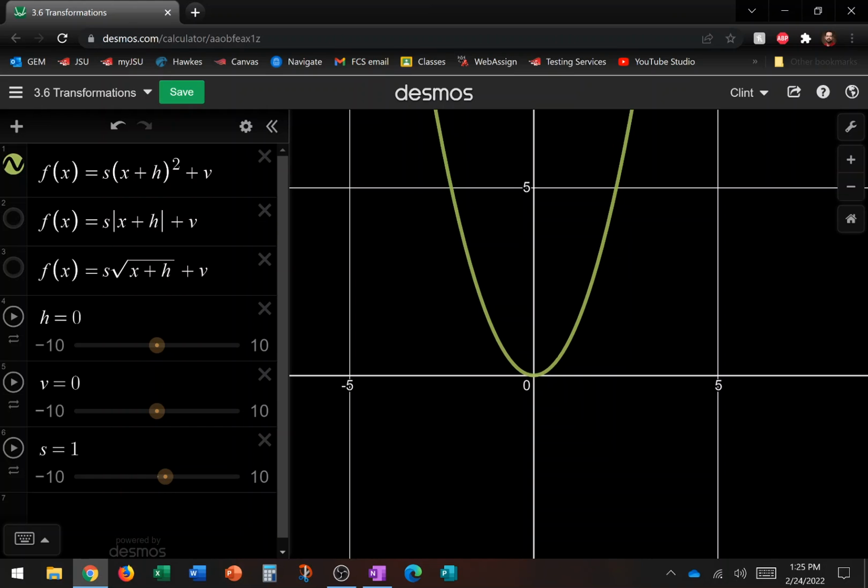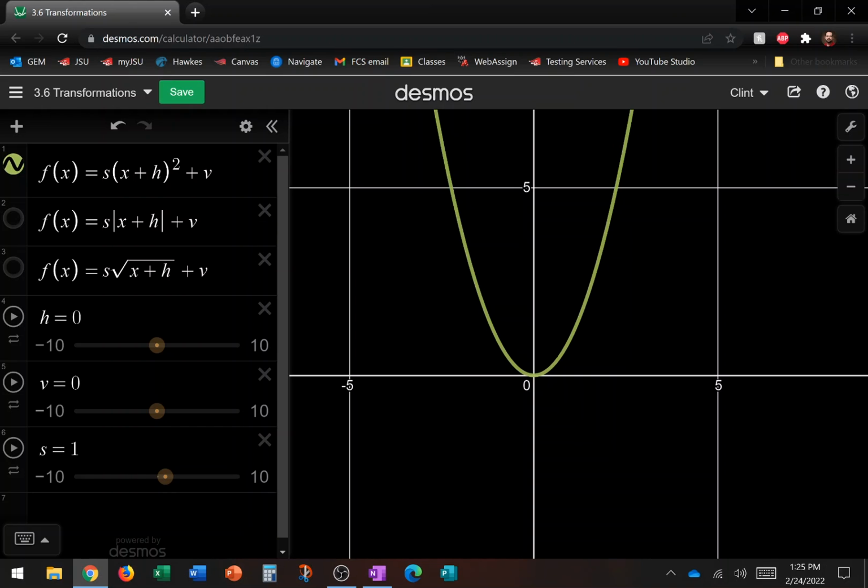And then plus some number out here. Positive would be up, negative would be down, and then we'll multiply it by some number. Bigger than 1, stretch; smaller than 1, compressing. So this is what we're starting with. Right now I've got it set to where we don't have any horizontal shift or any vertical shift, and it's just multiplying by 1, so that doesn't change anything. 1 times anything is itself.